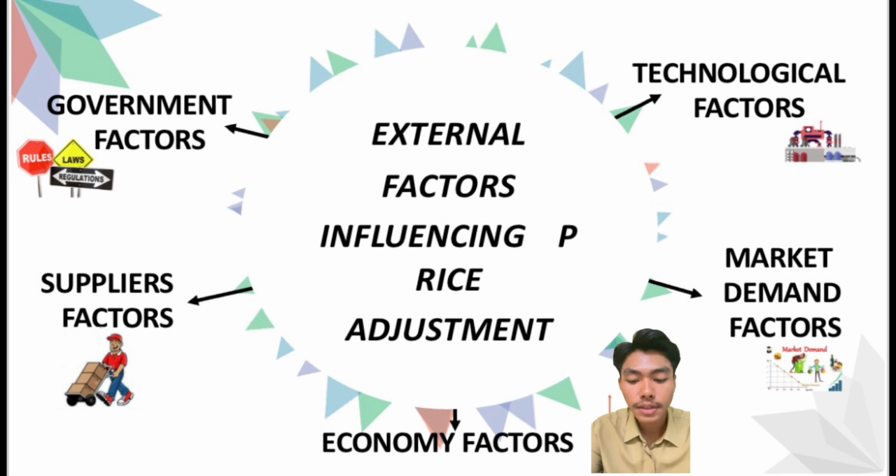Today I explain the external factors influencing price adjustment. The first thing is the economy factor. Economy factor influences price change in terms of purchasing power. Purchasing power is the ability of customers to buy products and services in the market. The more purchasing power they have in the market, the more demand for the product and service.